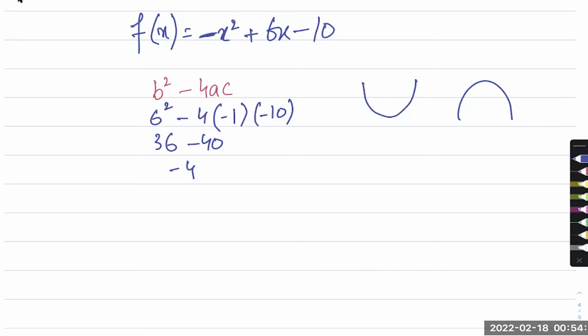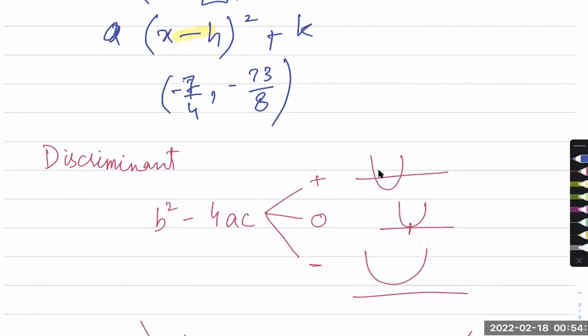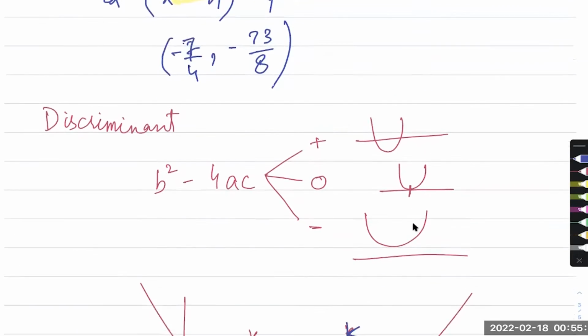How did you know from -4 that there are no roots? Basically, this discriminant has 3 options. Either it is positive, which means it cuts the x-axis at 2 points, or it is 0. Now let me explain why that is.